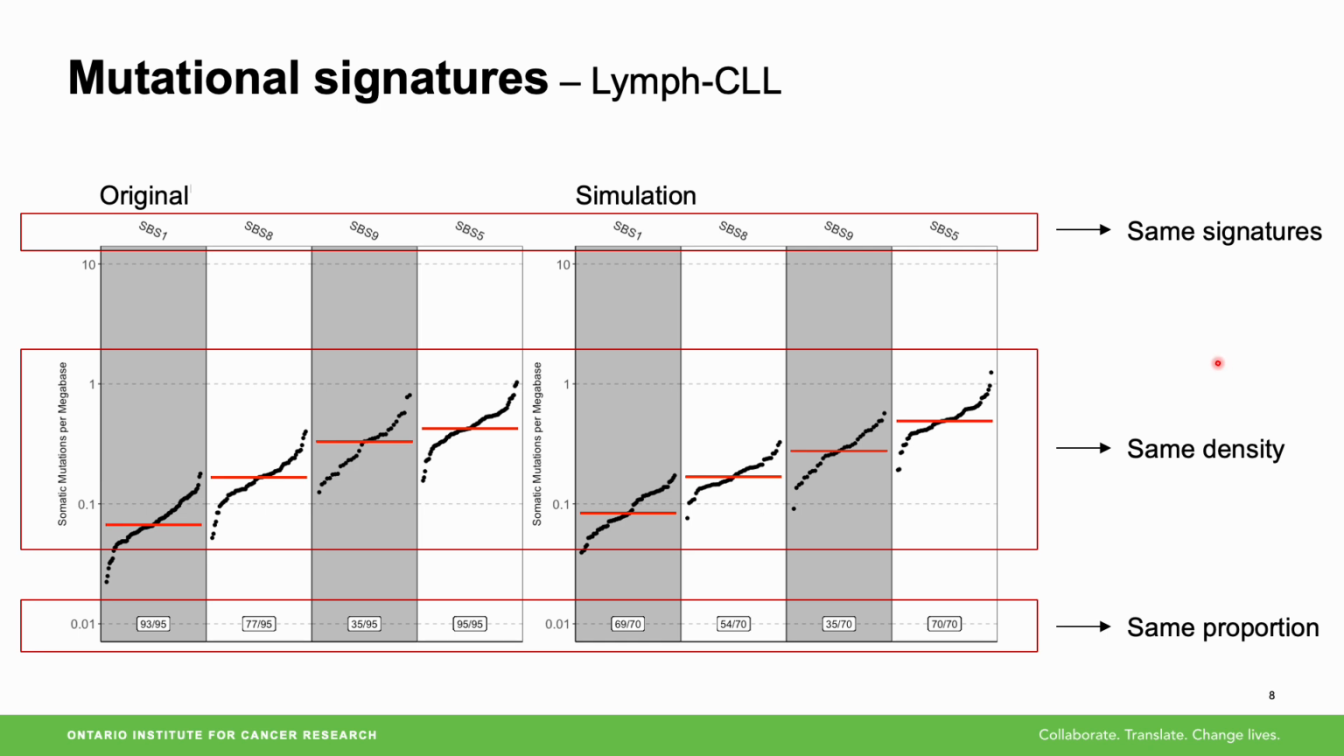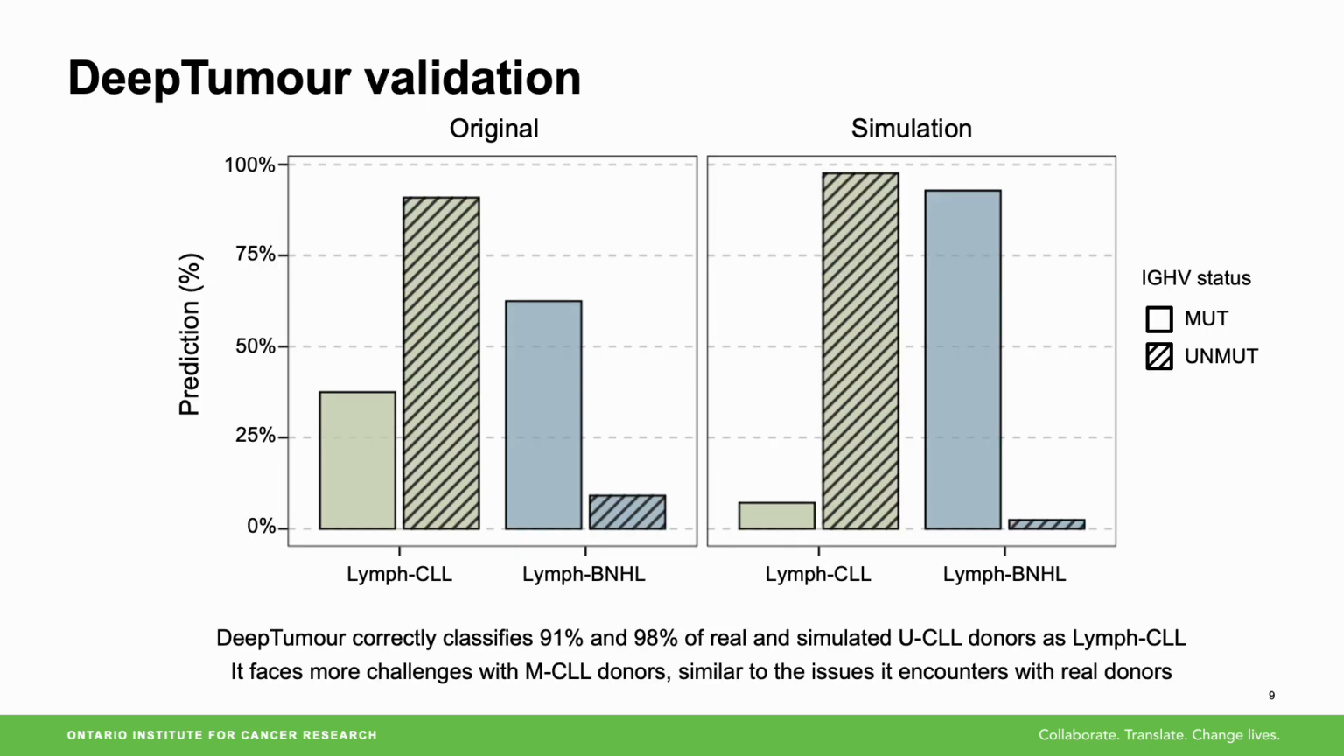In these plots, you can see how the mutational signatures detected in the synthetic genomes are the same that are present in the real tumors, with the same density of mutations and the same proportion. We can therefore conclude that the model trains so far resemble real tumors.